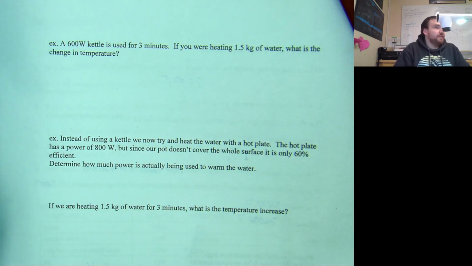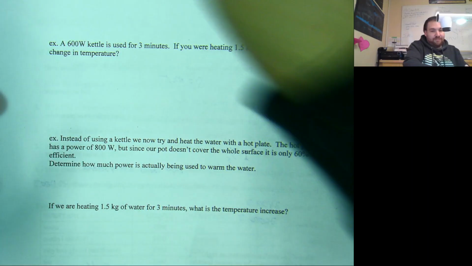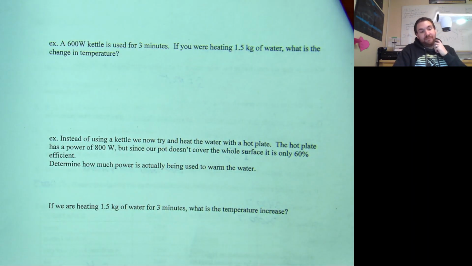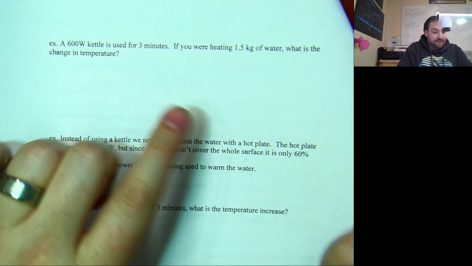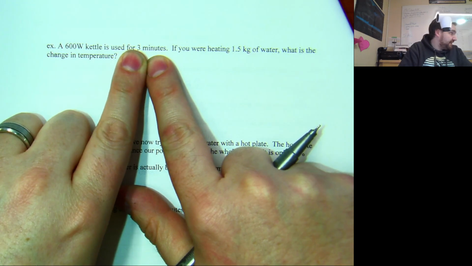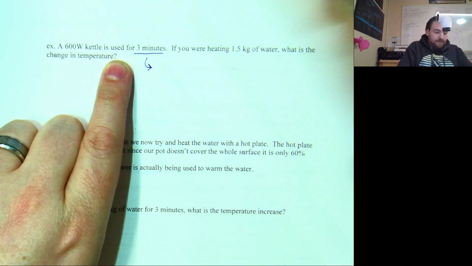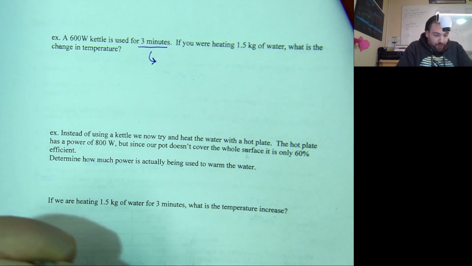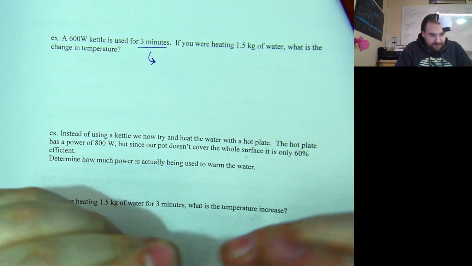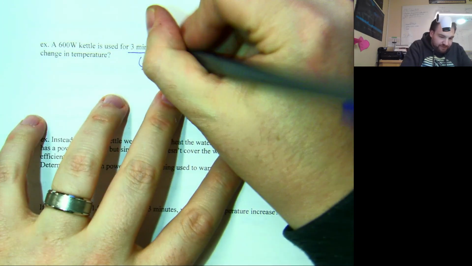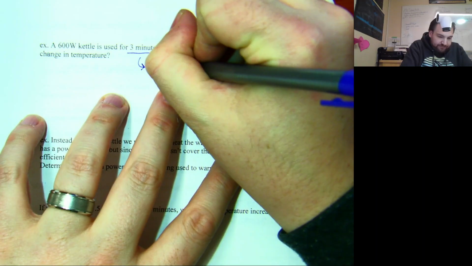What's the change in temperature? We're going to have to convert a bunch of stuff here. First of all, this 3 is minutes, not seconds. Time always needs to be measured in seconds. So 3 minutes is going to be how many seconds? It's going to be 180 seconds.